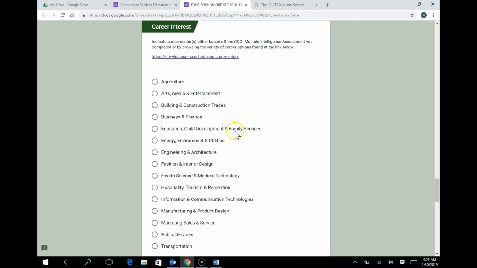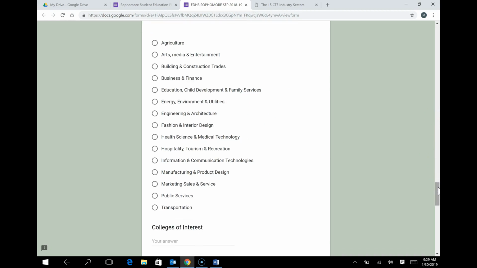So go ahead and indicate what industry sectors you're interested in. I'm also going to use this information as we plan career presentations and get people signed up. So I want to make sure that you are sharing this information with me so I know who to reach out to when we have different presentations available.